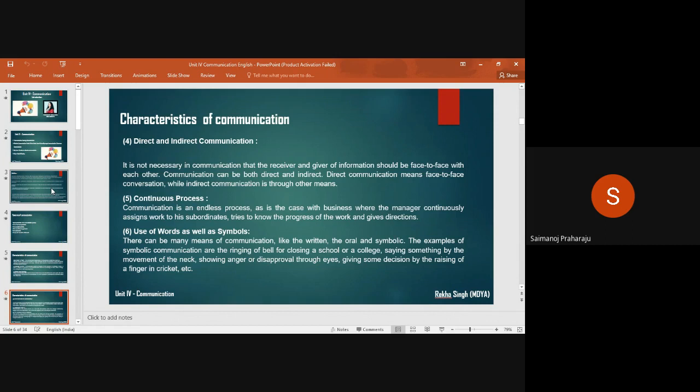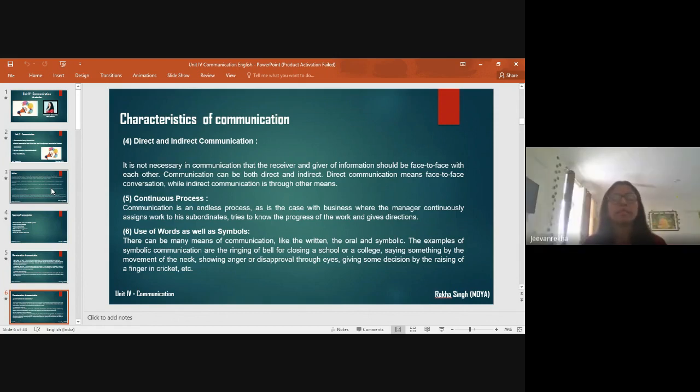Okay. Use of words as well as symbols. Now we are talking about symbols. There can be many means of communication, like the written, the oral, and the symbolic. Examples of symbolic communication are the ringing of a bell for closing a school. You have seen it on TV, they are ringing bells like this, ton ton ton ton ton. Now school is closed. Or saying something by the movement of the neck, showing anger through eyes, giving decisions by raising a finger in cricket, etc.